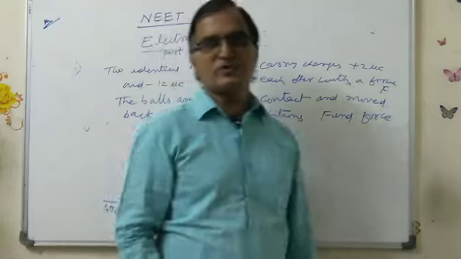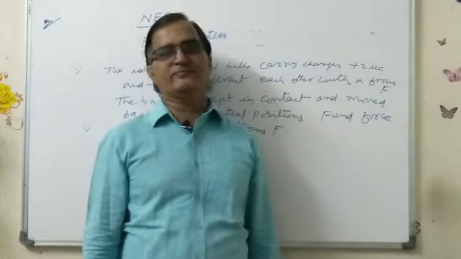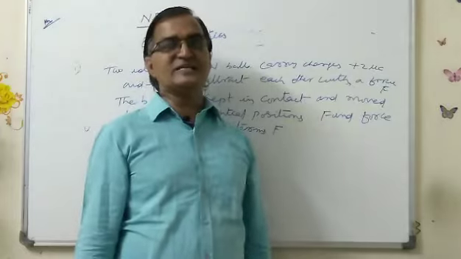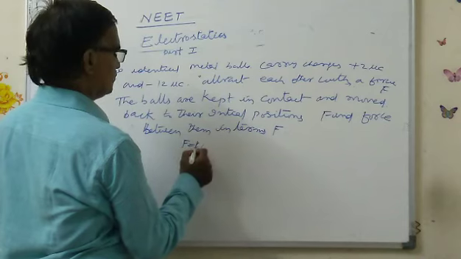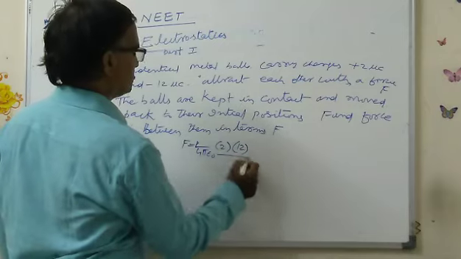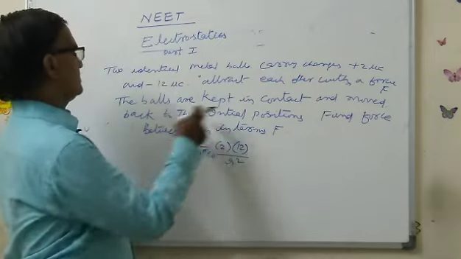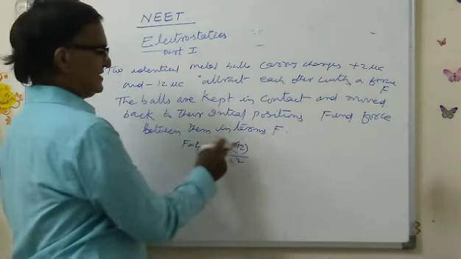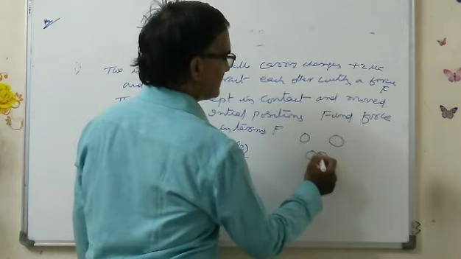Now this is a little conceptual. When charges are touched and separated, always remember, irrespective of the nature of charges, you have to sum up the charges and divide by 2. First, F is equal to 1 by 4 pi epsilon naught Q1 Q2 by R square. Keep 12 microcoulombs in this unit, plus 2 and minus 12. It is an attractive force. Now these charges are touched and separated.